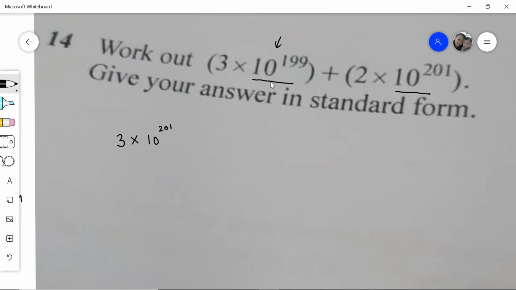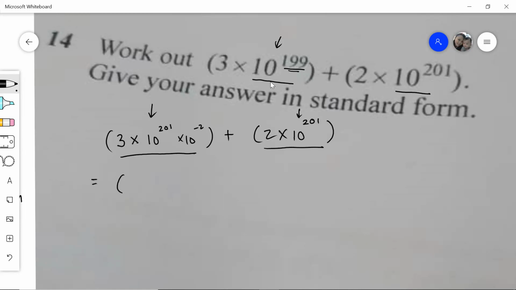However, the original is 199. So we have to subtract another 2. That means we have to multiply by 10 to the power of negative 2 so that we get back 199 for the first part. And then plus 2 times 10 to the power of 201. Now for these two terms, both having the same factor, which is 10 to the power of 201, let's take that out.